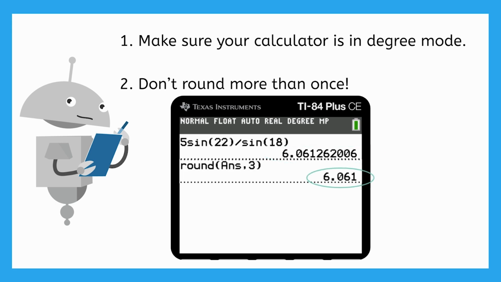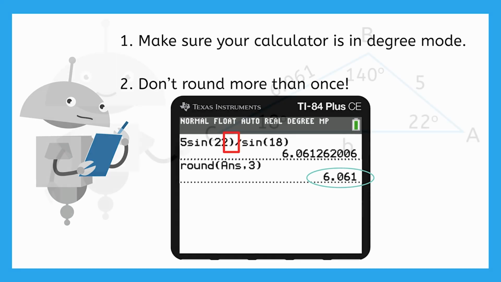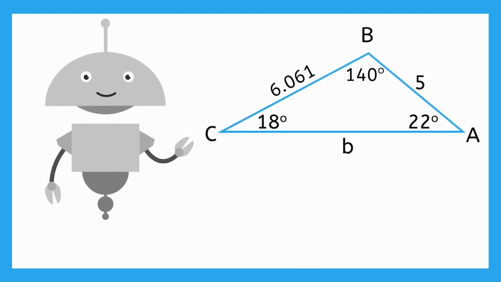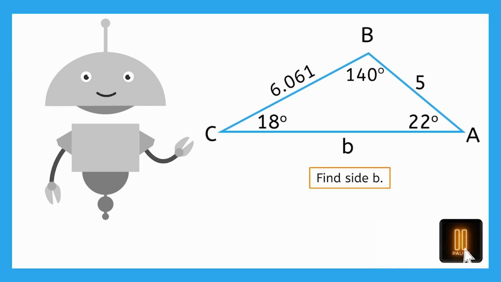6.06126, which we can round to 3 decimal places as 6.061. If you didn't get 6.061 and your calculator is in degree mode, double check that you closed this parentheses here. There you have it. You just used the law of sines to find the side length of a triangle. Pause the video now and find side B.